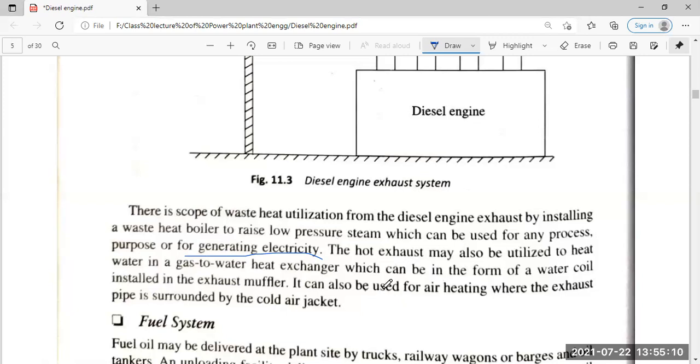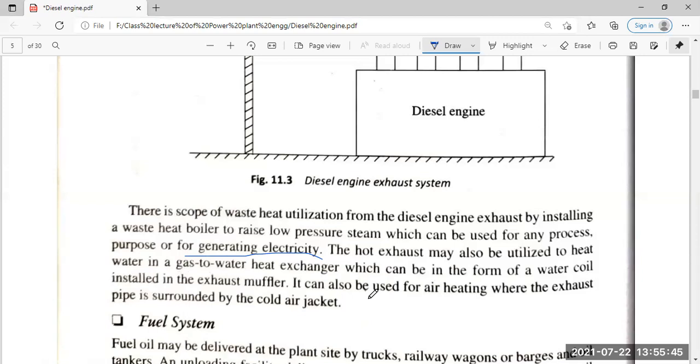So we have a water coil, and the gas, at high temperature, passes surrounding this water coil, which is heated there, and it is installed in the exhaust muffler. It can also be used for air heating when the exhaust pipe is surrounded by an air jacket.